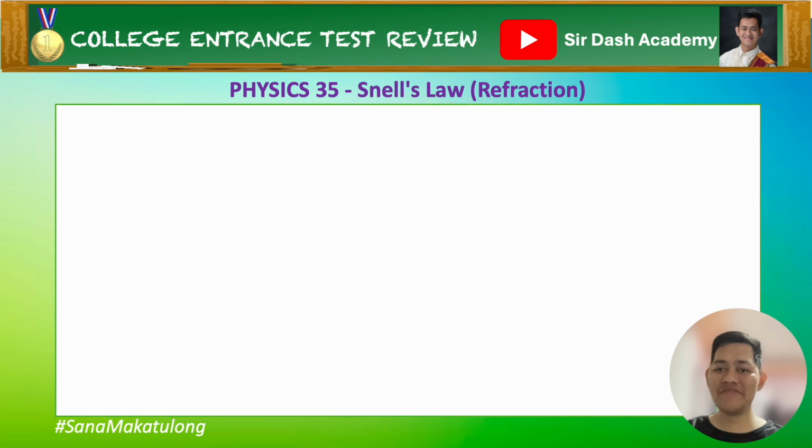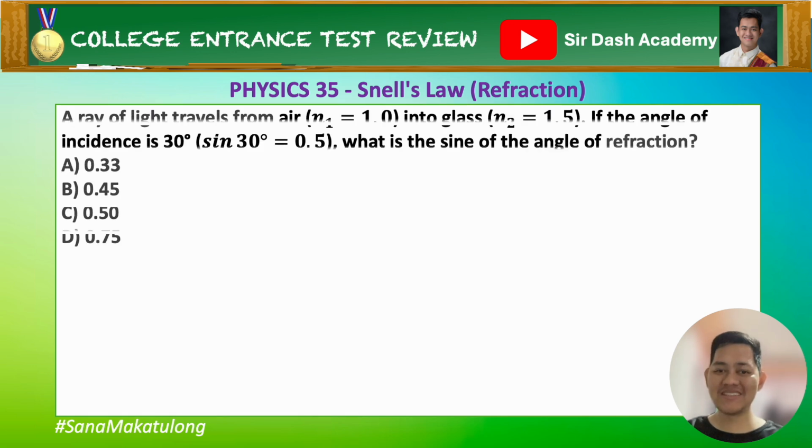Physics 35. Snell's Law. Refraction. A ray of light travels from air, N1 equals 1, into glass, N2 equals 1.5. If the angle of incidence is 30 degrees at ang sine 30 ay 0.5, what is the sine of the angle of refraction? A. 0.33, B. 0.45, C. 0.50, or D.